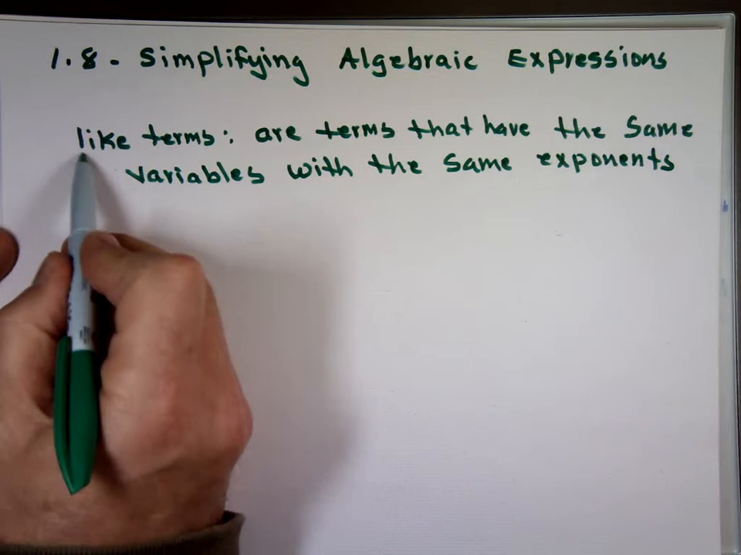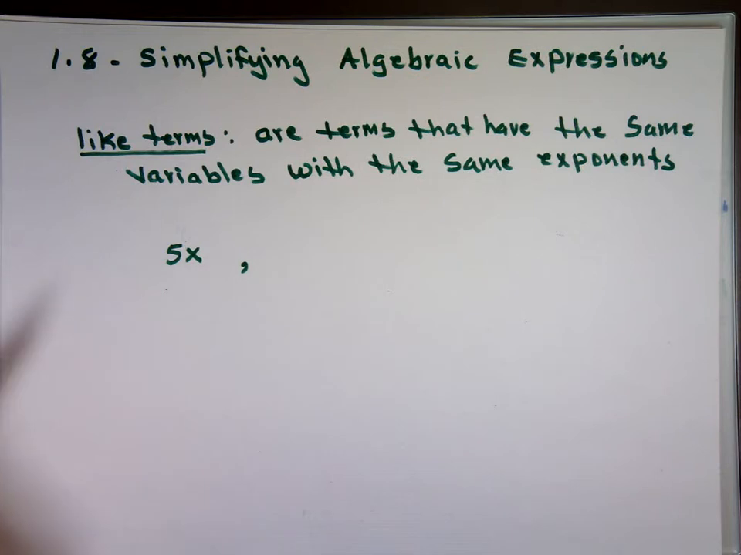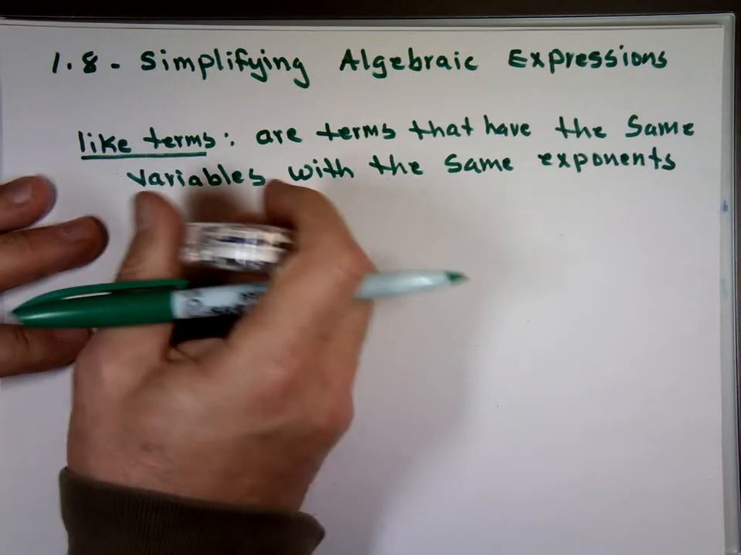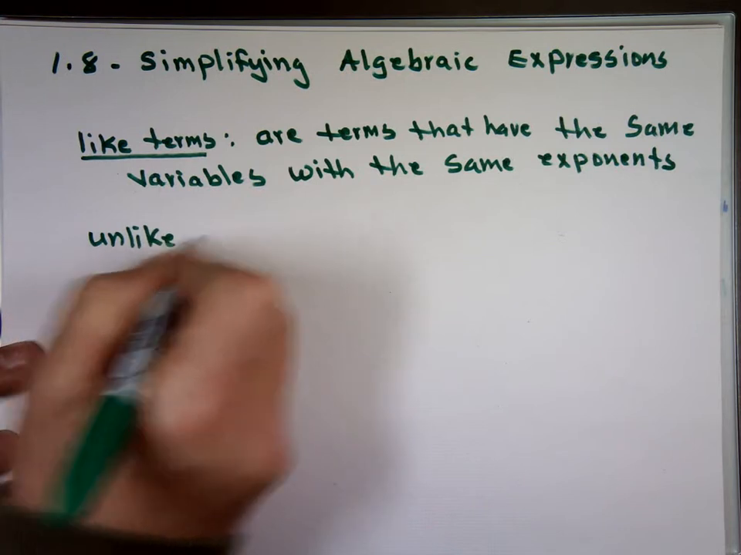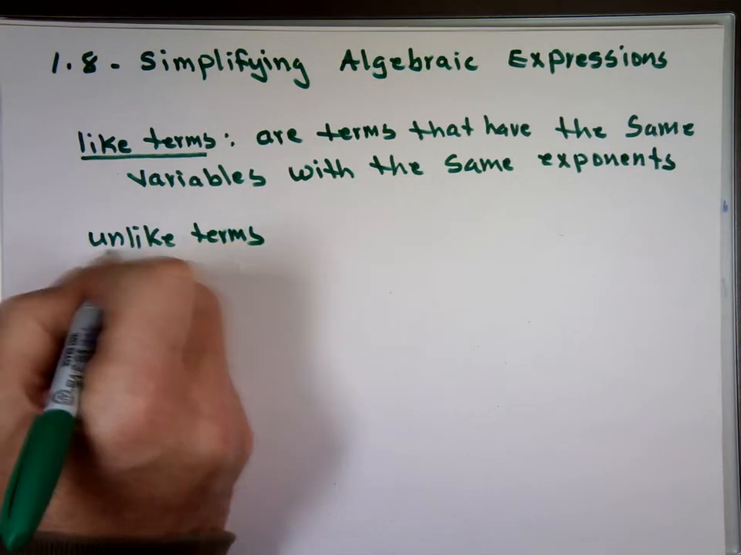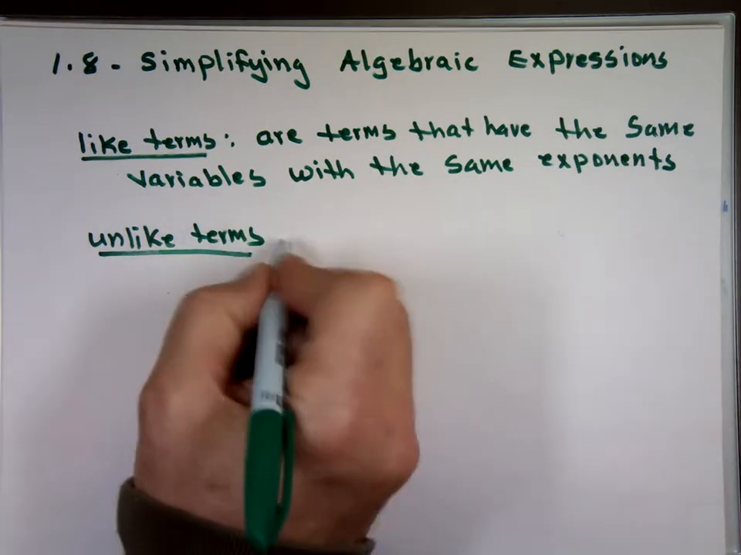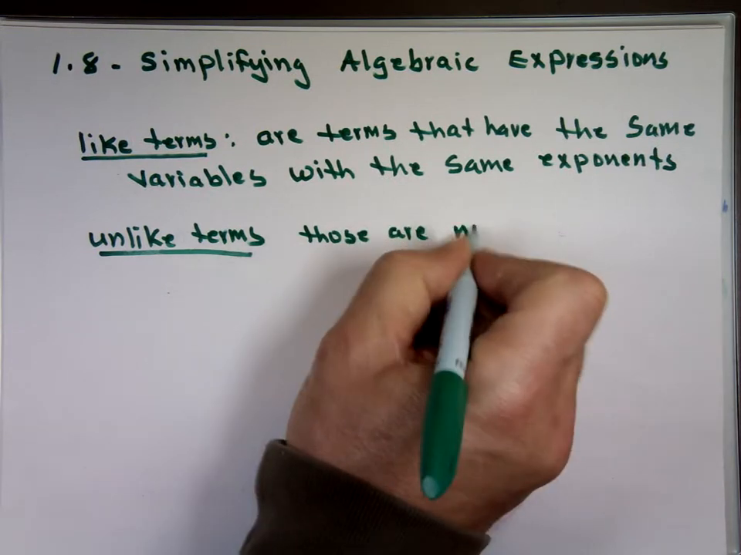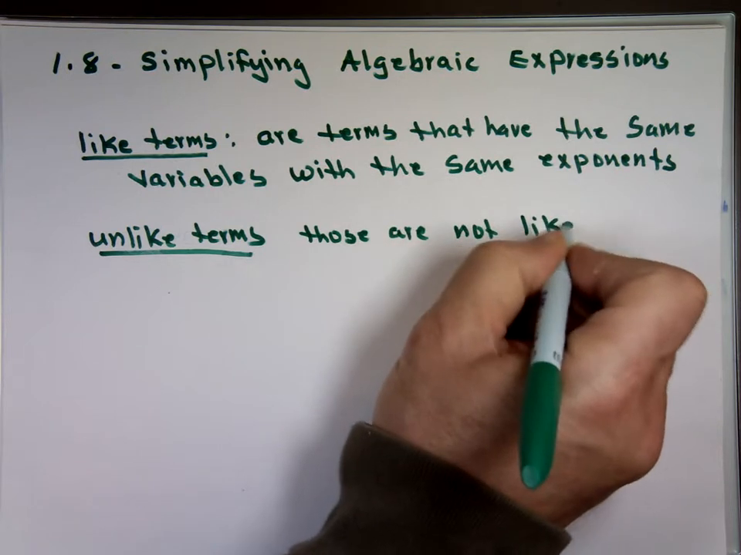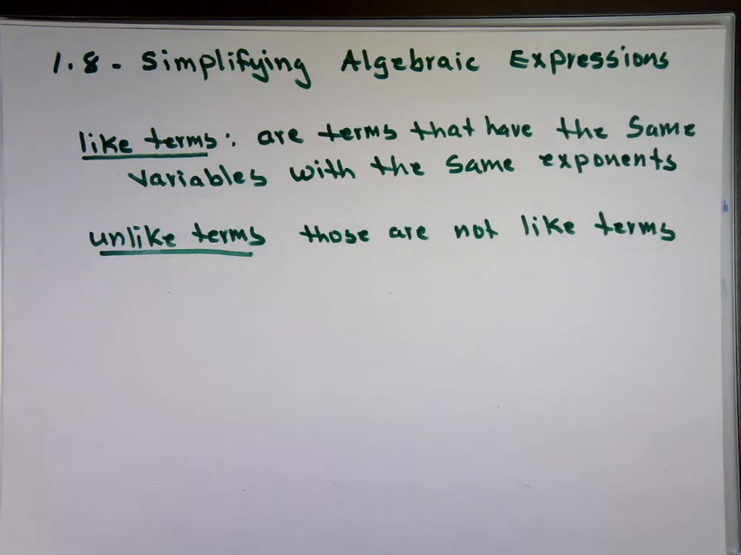So let's see. So these are like terms. Maybe I should define unlike terms first. So let me tell you what unlike terms are first. Unlike terms, those are not like terms. That's probably the easiest way to write it. So if you're not a like term, you're an unlike term.